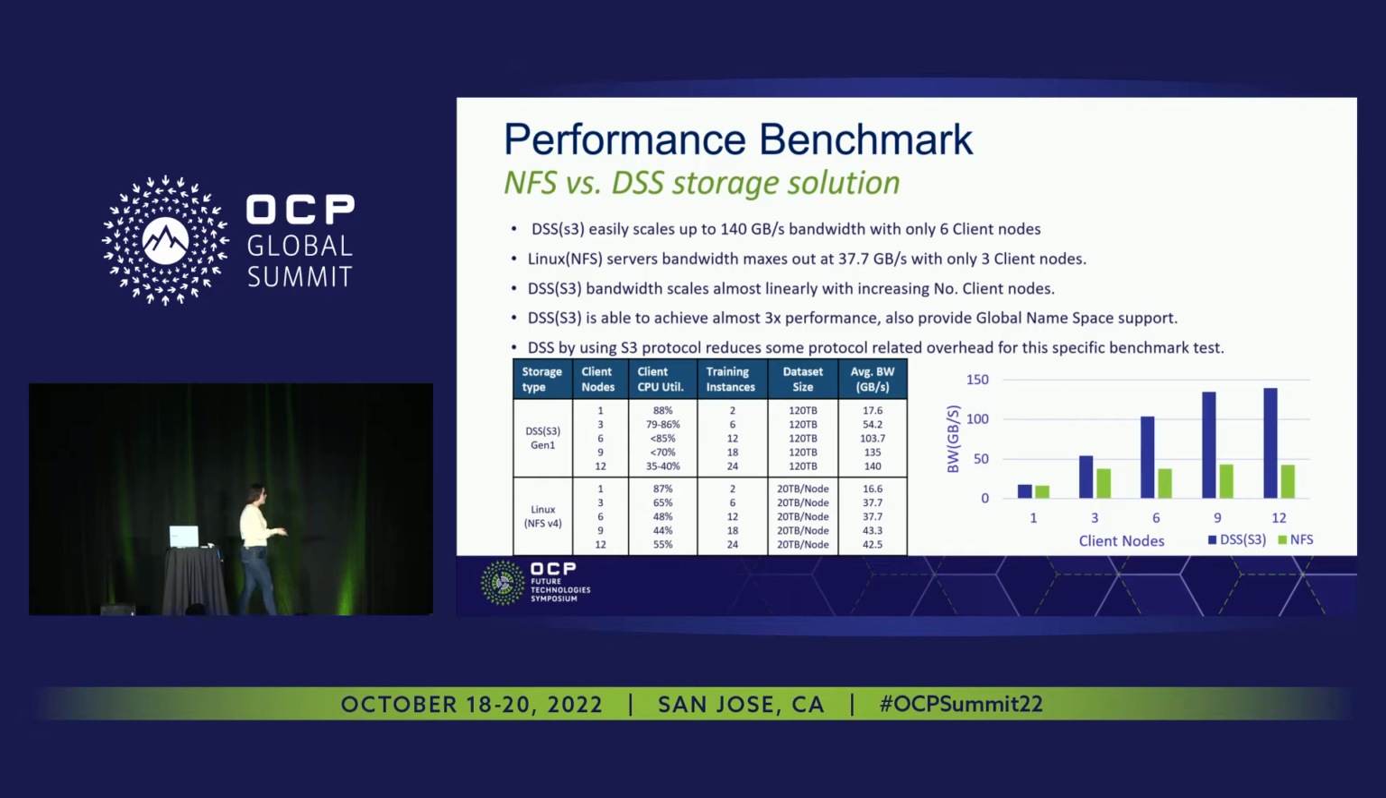So what we would see is that the DSS is easily scaling up to 140 gigabytes of bandwidth with only 6 nodes. With all the 12 nodes, it also goes up linearly. And then the NFS maxes out at 37.7 gigabytes. So we see that the DSS is able to get this 3 times scale up, 3 times more performance, while also giving this global namespace support.